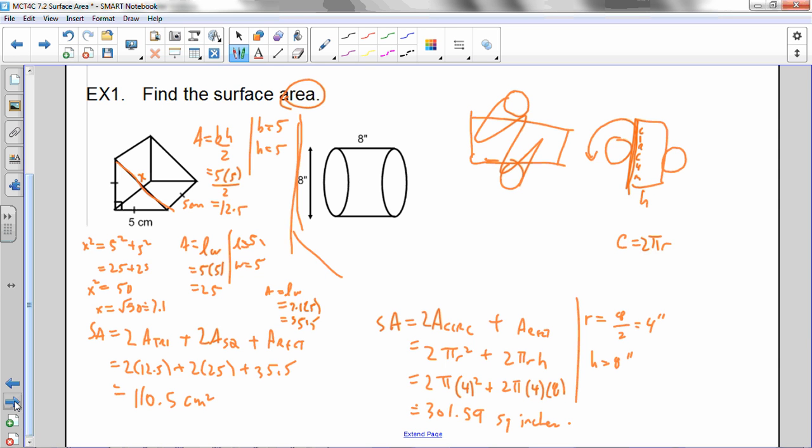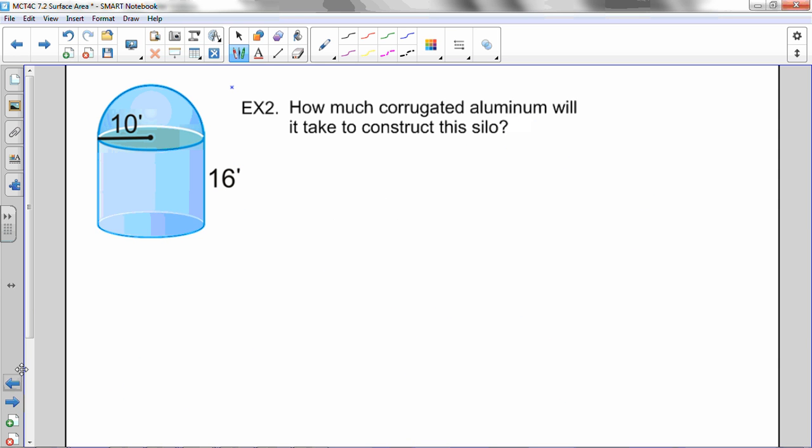On to one of these practical problems. Yeah, that's practical. How much corrugated aluminum will it take to construct this silo? Okay, so this is a silo, and it's one of those filled with sand or grain or whatever they put in silos. What I'd like to see is how they're going to bend corrugated aluminum into this top part, which looks like a sphere, right? So here, the surface area is the area of a hemisphere, a half sphere, plus the area of the cylinder.